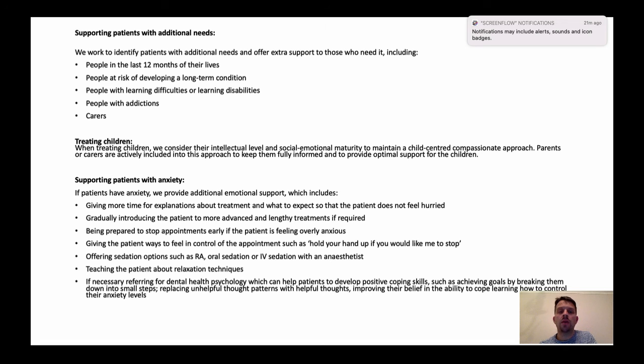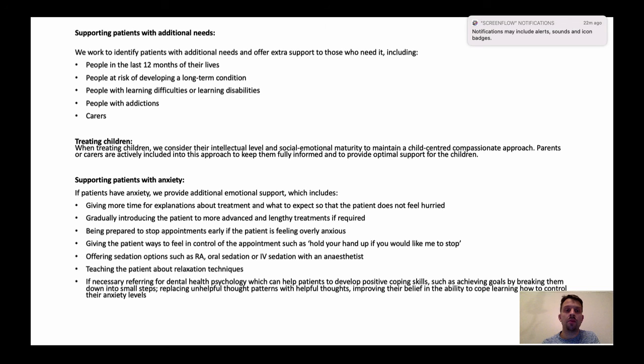Give the patients ways to feel in control, so basically letting them know that we're going to look after them, making sure they know if they just bob their hand up, we're going to stop straight away, etc. Sometimes we can offer alternative solutions at other practices such as sedation. Some of the other techniques available, things like hypnosis, etc., can be very effective for relaxation, or even just encouraging a patient to bring some music and some earphones just to listen to while we provide treatment.